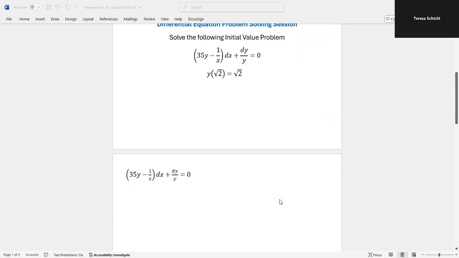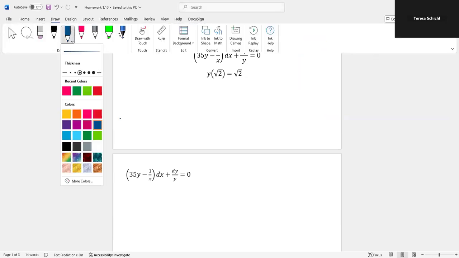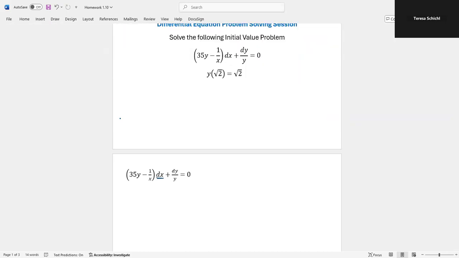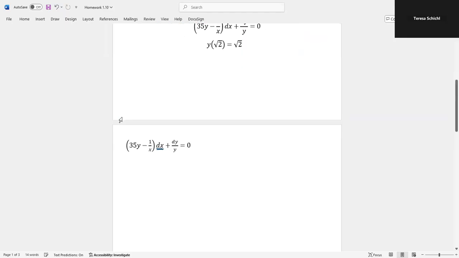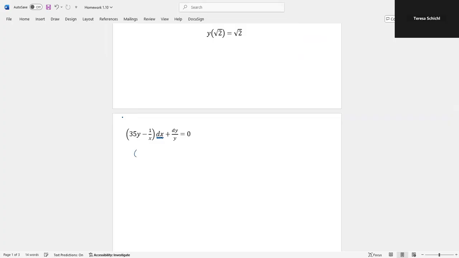Before we decide which method to use, I typically like to rearrange the equation a little bit to see if I can find a better way to look at it. So first, I like to put a dy dx together. So I would like to divide by dx on both sides here. All right, so I have 35y minus 1 over x plus 1 over y dy dx equal to 0. Okay, so the dy dx.